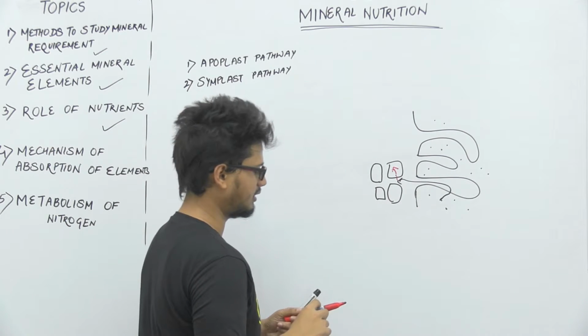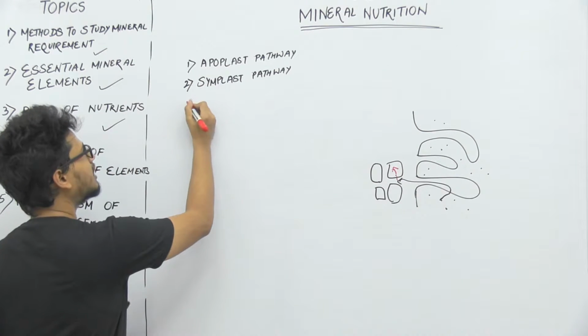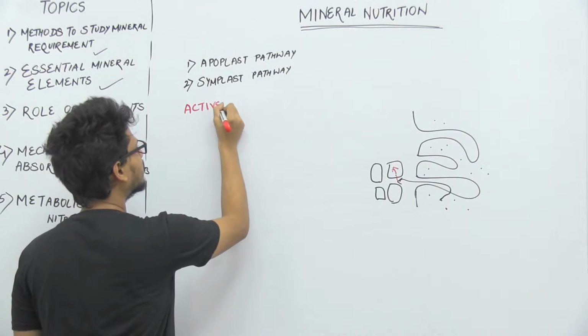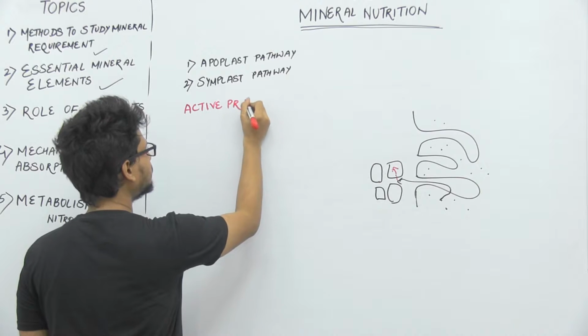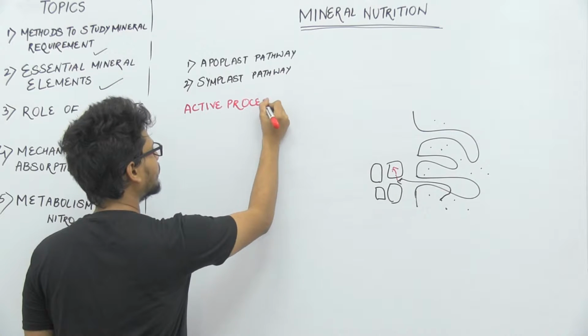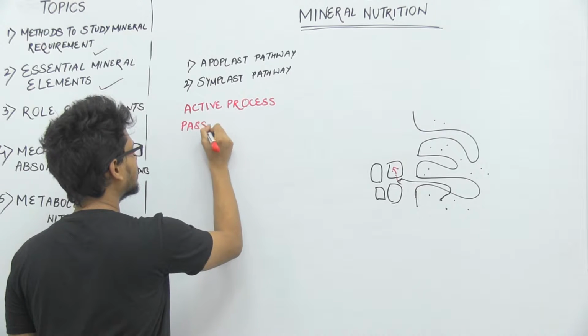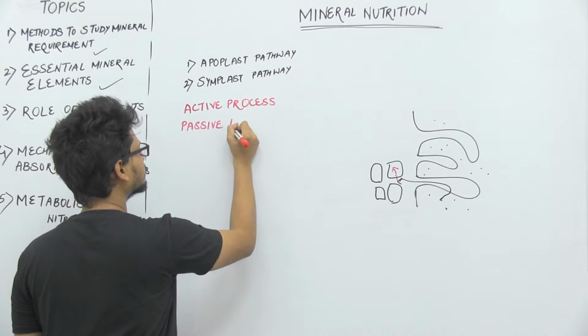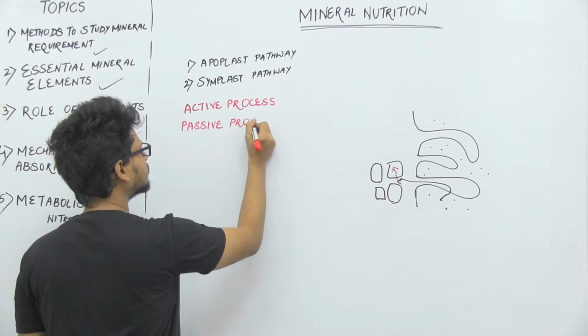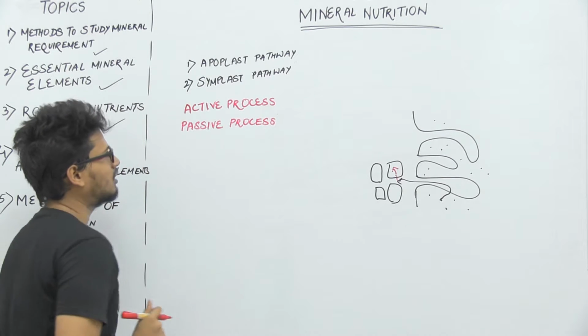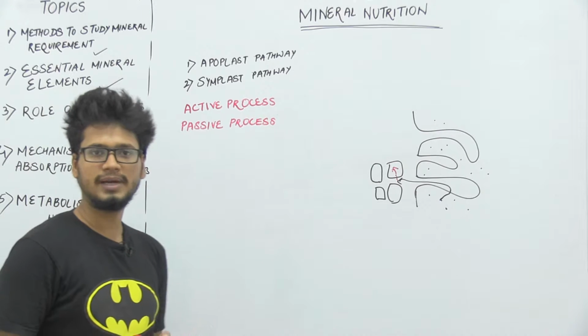Okay, so basically we can also say that there is an active method or active process, and there's also a passive process.